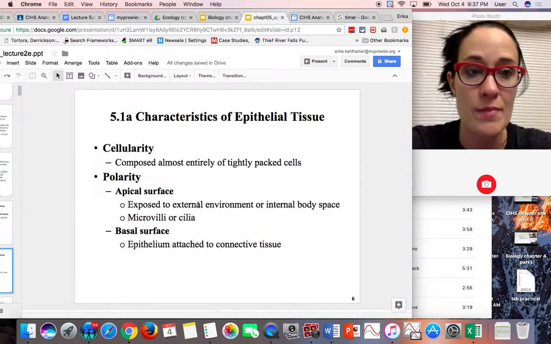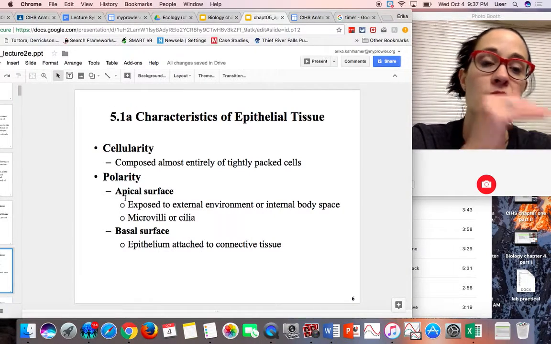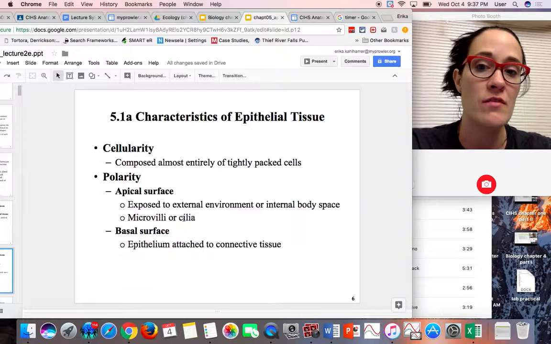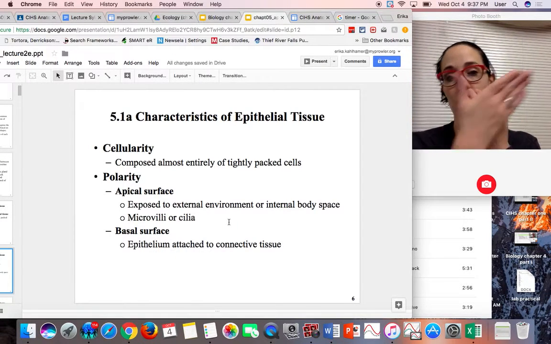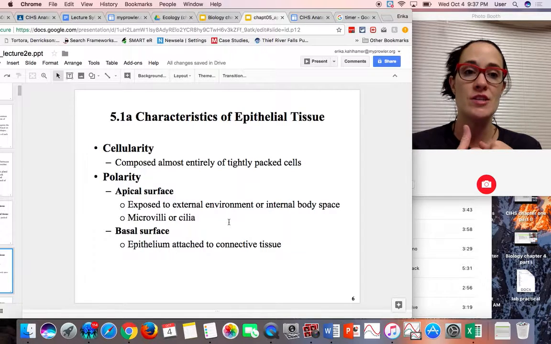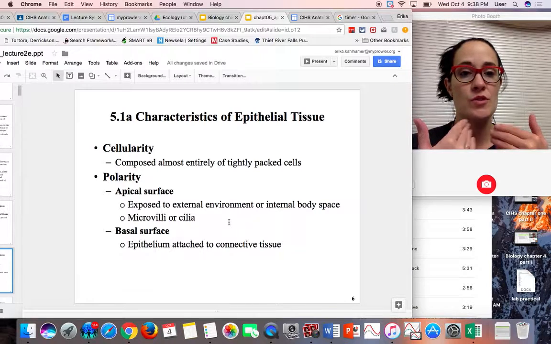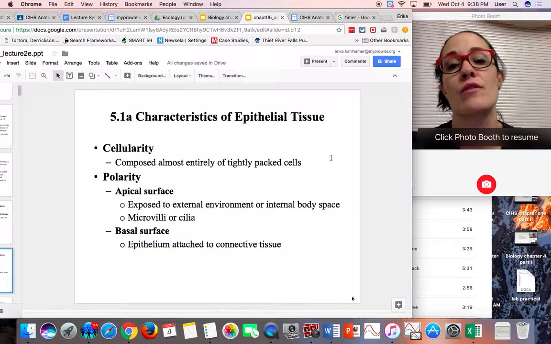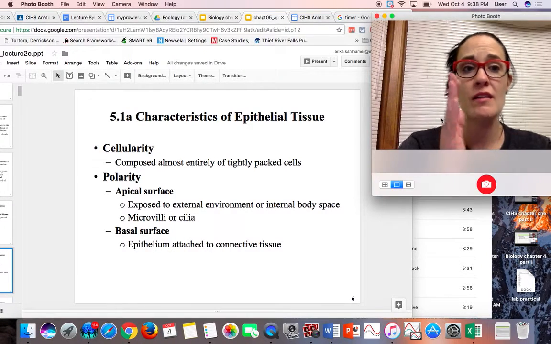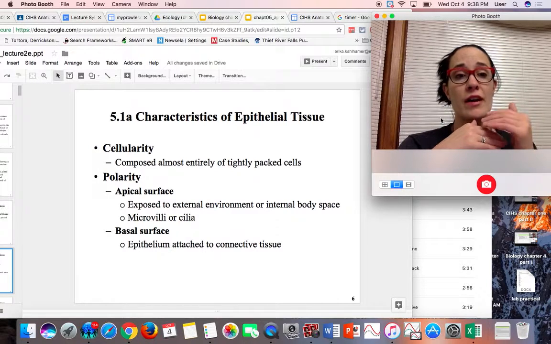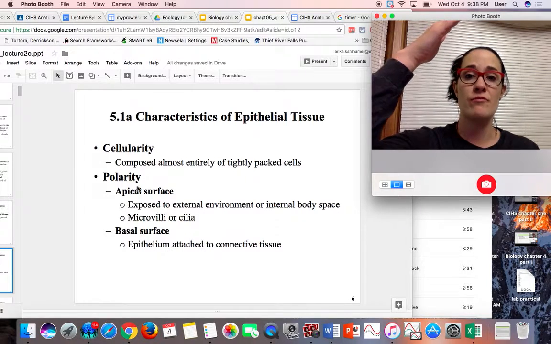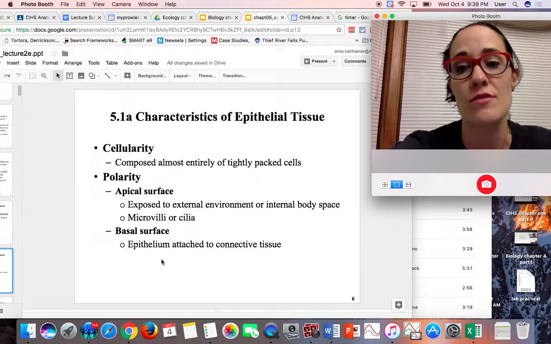So again, the cells are tightly packed cells. The polarity, so means there's 2 ends to epithelial tissue. The apical surface is exposed to some kind of external environment, like your skin, for example, the external environment. But if we're talking inside the digestive system, so lining your small intestine, for example, it's also exposed to an internal open surface, the inside where the food is going through your small intestine. And then on the apical surface, sometimes you'll have microvilli or cilia. And then the basal surface is the attached surface. So if you have a free end, this would be the free end. You have an attached surface called the basal surface.